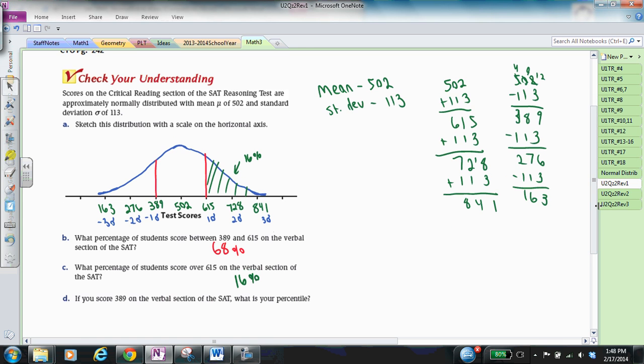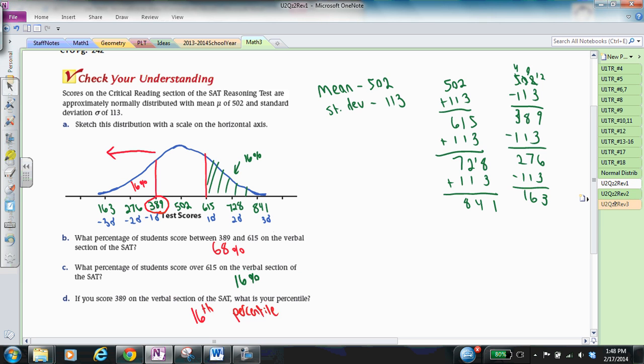And then if you score a 389 on the verbal section of the SAT, what is your percentile? So again, as we discussed at the end of class, to figure out the percentile, we want to figure out what percentage of people fall below 389. So this was 16% up here, and it's symmetrical, so this is also going to be 16% down here. So 16% of people are below this guy right here who got a 389, so that means he's in the 16th percentile.